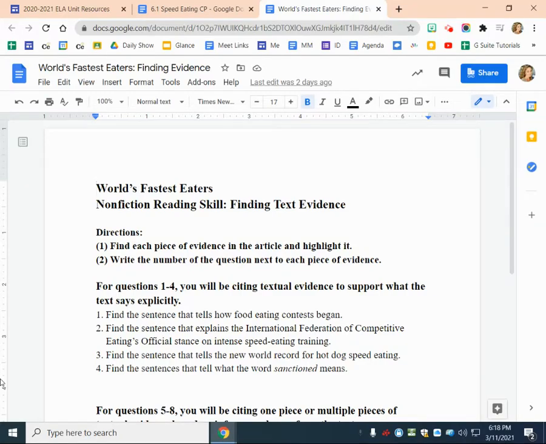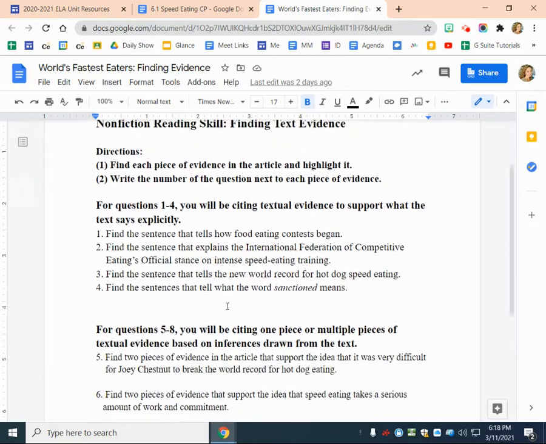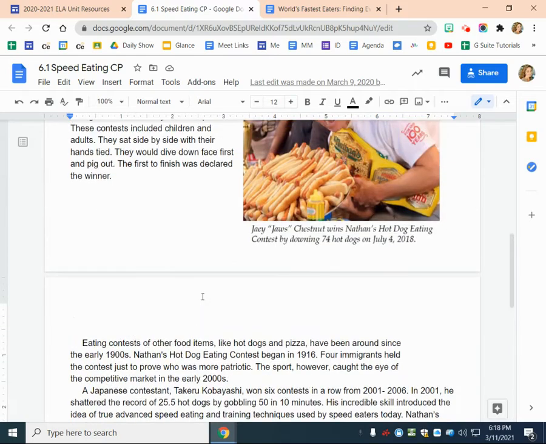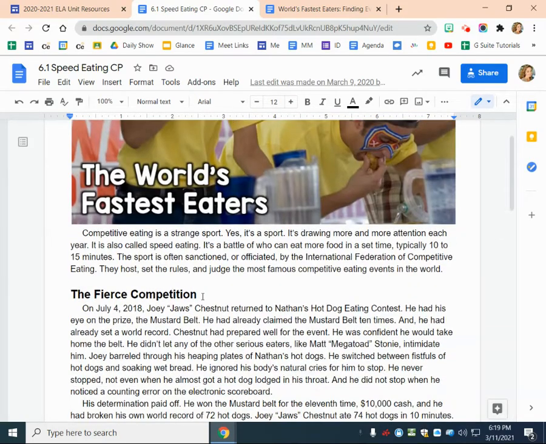All right, welcome back to day 2 of your article of the week. And on the second day, we always practice finding text evidence. You can just read off the Edpuzzle for the directions, and you should have your copy of the article with a highlighter and a pencil ready to go.